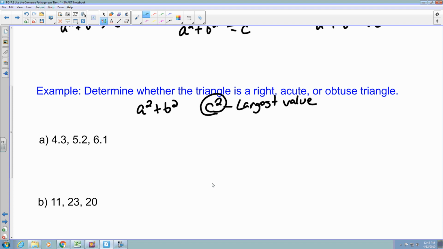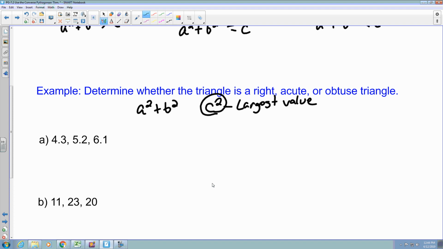If they're equal, it's a right triangle. If the sum of a and b squared is larger than c squared, it's an acute triangle. If a squared plus b squared is smaller than c squared, then it's an obtuse triangle. Okay, so that's how we're going to go with that.